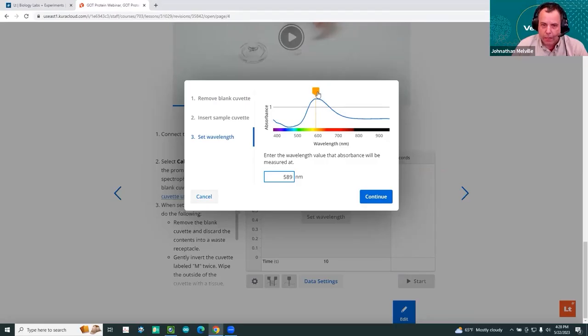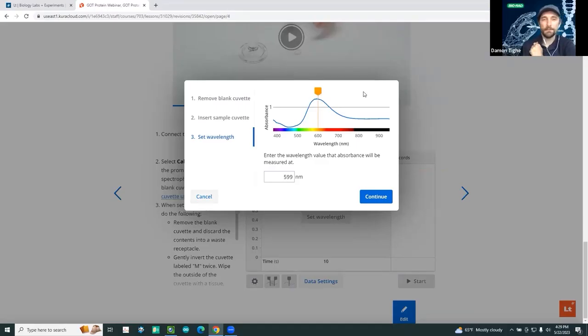And you can see that it looks like the peak is right at around 590, 598. It's somewhere around there, close to 600. Damon, is that correct for Coomassie? Should be around 595, 600? Yep, 595 is what the books say. Great. So it actually was at like 595. That is really nice. So I'll hit continue.